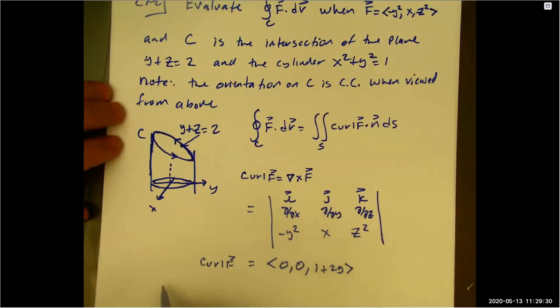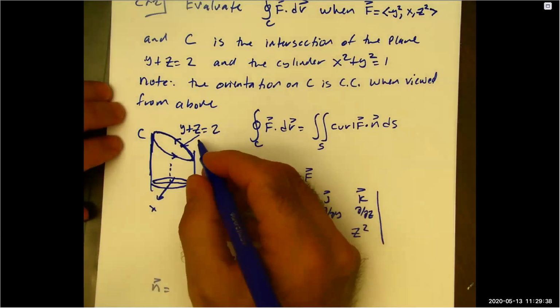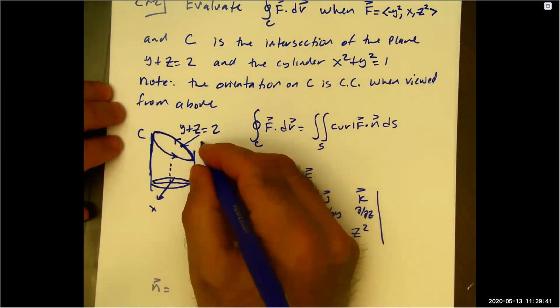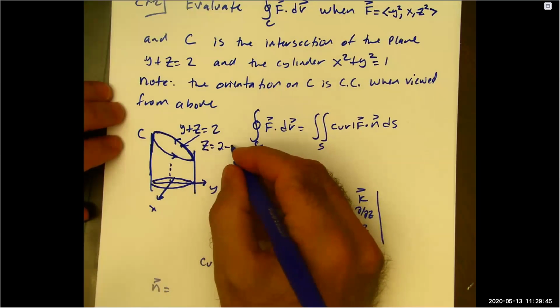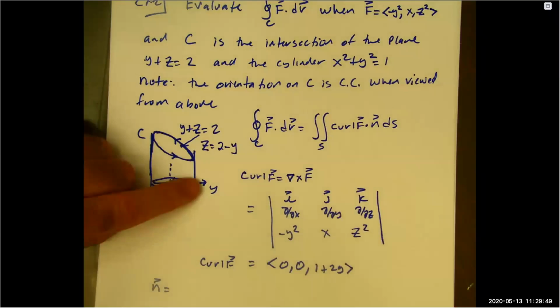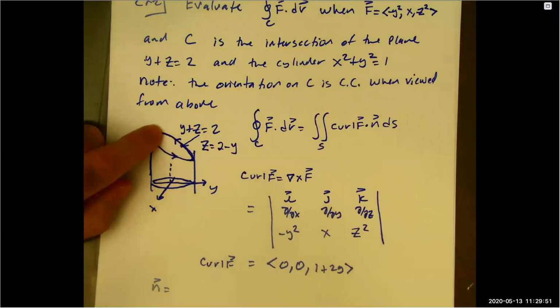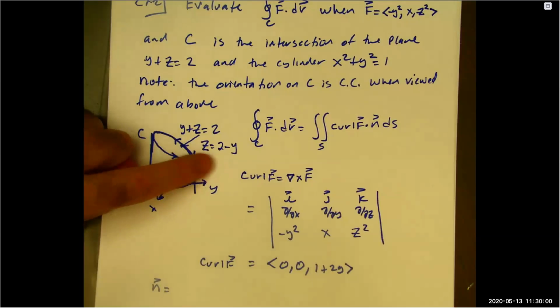And then for the N, if we take this equation and solve it for z, we have that z is equal to 2 minus y. Now we could use any surface that has this boundary curve, but we have this nice surface that's handed to us. So why would we take any other surface other than z equal to 2 minus y, this plane?